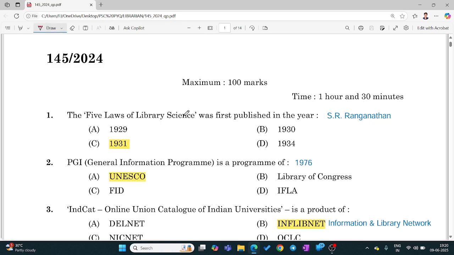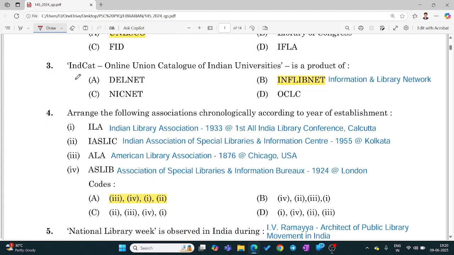The Five Laws of Library Science was first published in the year 1931. PGI, General Information Program, is a program of UNESCO. INTCAT, Online Union Catalogue of Indian Universities, is a product of INFLIBNET. Arrange the following associations chronologically according to the year of establishment.